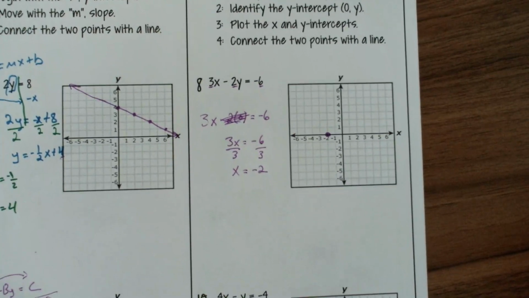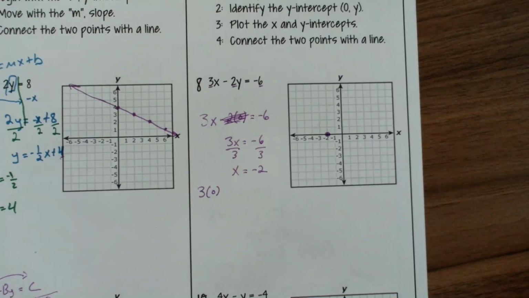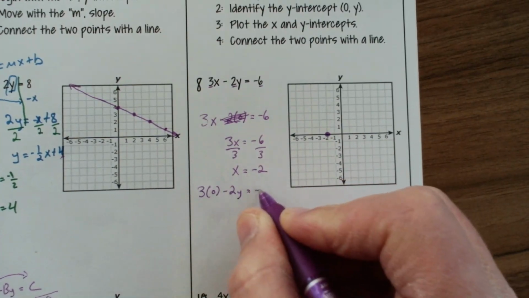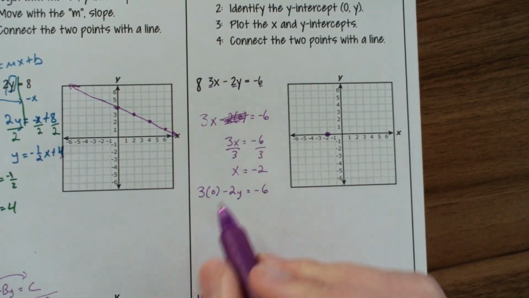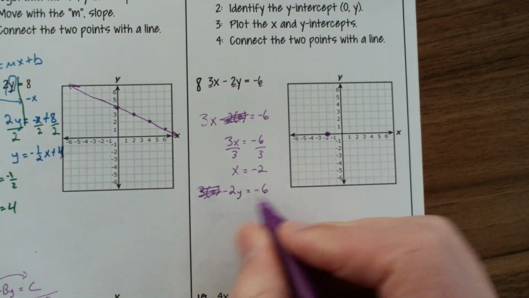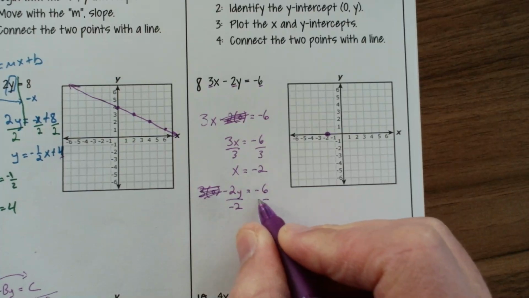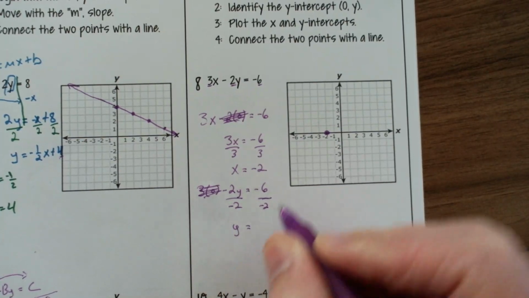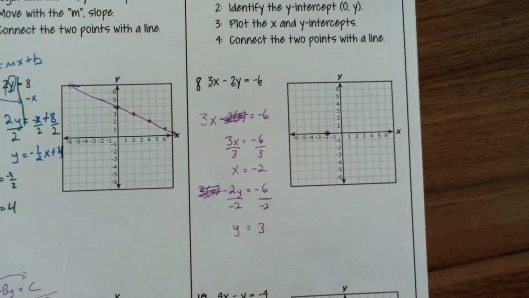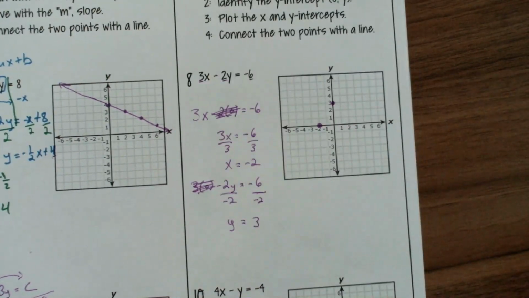I can do the same thing for y. I substitute 0 for x: 3 times 0 is 0, so negative 2y equals negative 6. I divide by negative 2, and I get y equals 6 divided by 2 is 3, and negative divided by negative makes it positive. So my y value is positive 3.